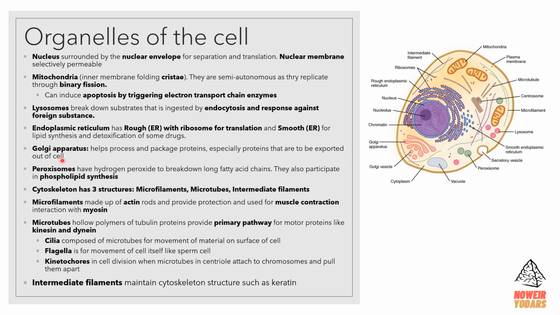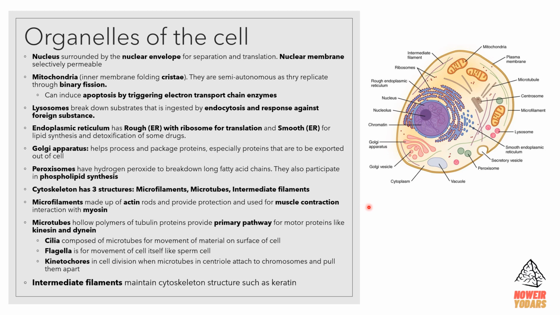Then we have the Golgi apparatus. So the main function of the Golgi apparatus is that it helps process and package proteins that need to be exported out of the cell. So in terms of the protein synthesis process, there are four steps, and the fourth step, the last step, is kind of like tying the ribbon. What happens in Golgi apparatus.